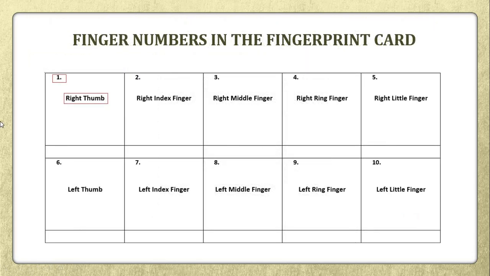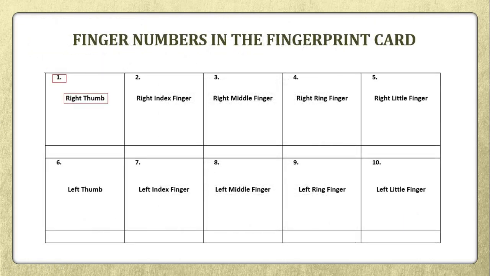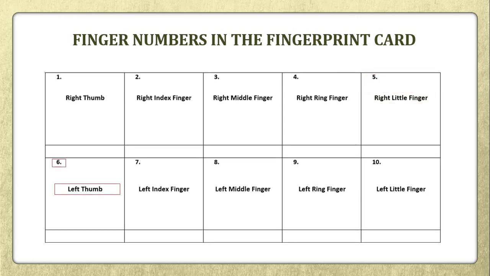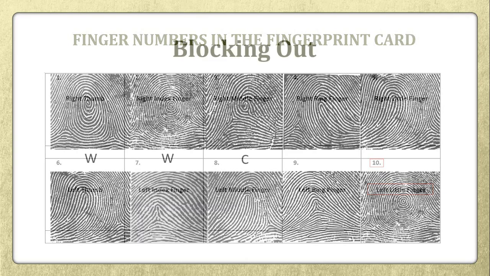So now let us proceed to the fingerprint classification card. Your fingerprints will be assigned with a number. Number 1 is the right thumb, right index finger is number 2, right middle finger is number 3, right ring finger is number 4, right little finger is number 5, left thumb is number 6, left index finger is number 7, left middle finger is number 8, left ring finger is number 9, and left little finger is number 10.